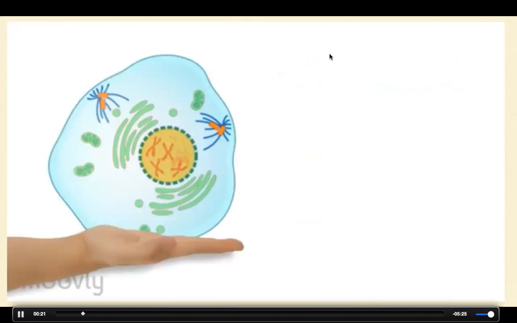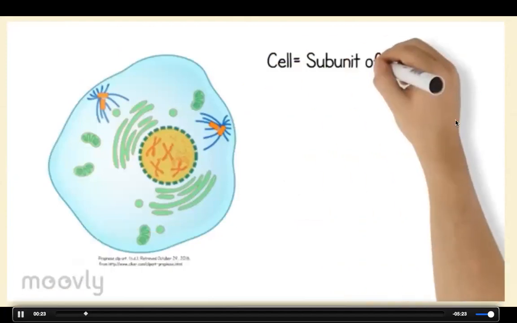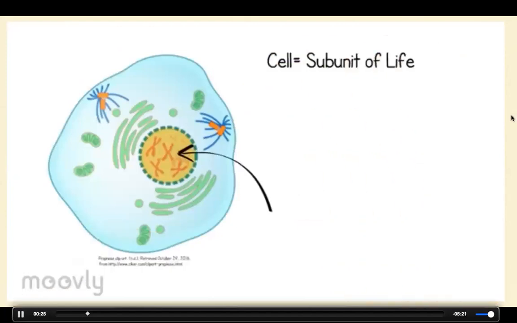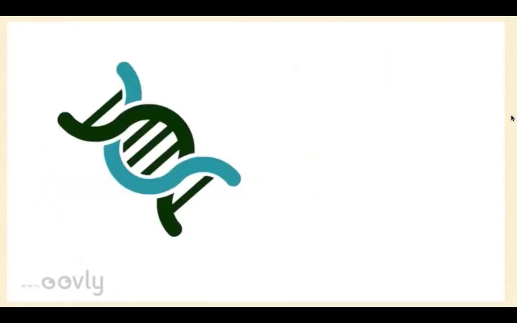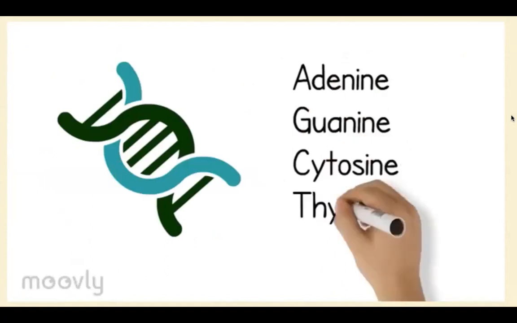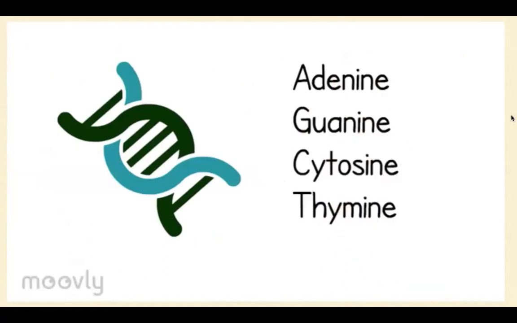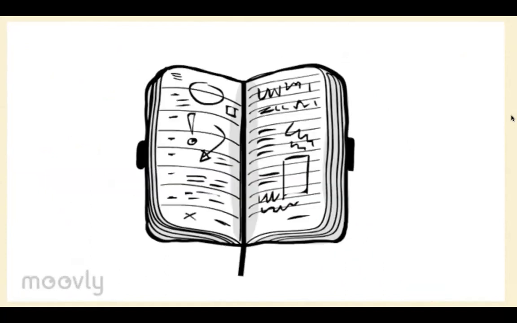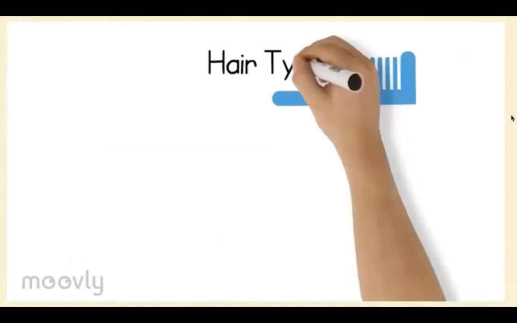So what do you, a panda, or a neighbor's pet have in common? You're all made up of cells. The cells can be thought of as the subunit of life. Inside these cells are a set of instructions called DNA. DNA is made up of the bases adenine, guanine, cytosine, and thymine. You can think of these bases as instructions that code for genes in your body. For example, the DNA contains instructions for traits such as hair type, eye color, and height.